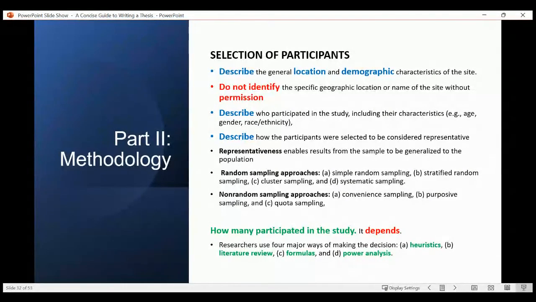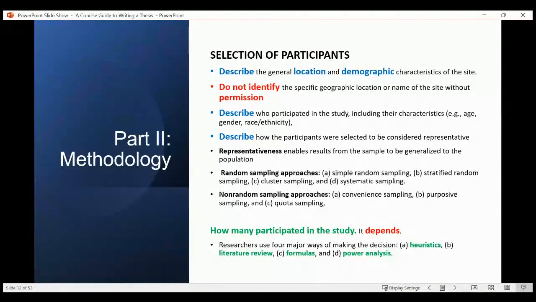You could say, for example, the study was conducted at a major university in Saudi Arabia. That's it, if you don't have permission. If you have permission, for example, the study was conducted at King Abdulaziz University.